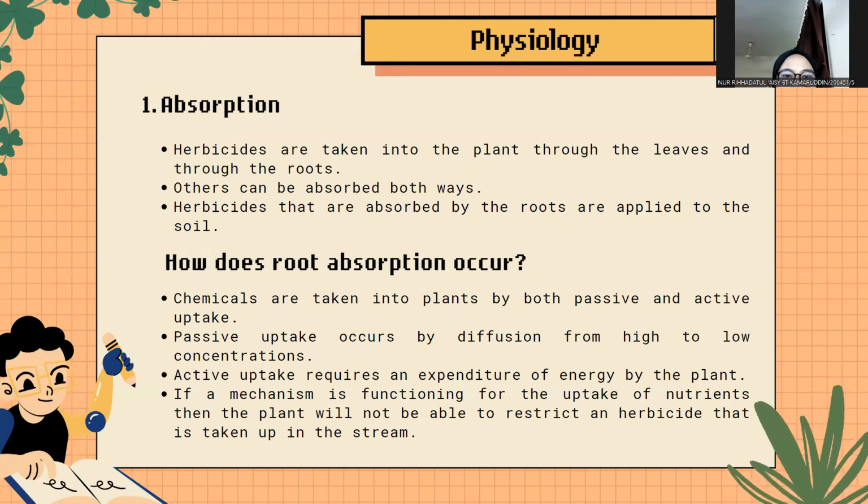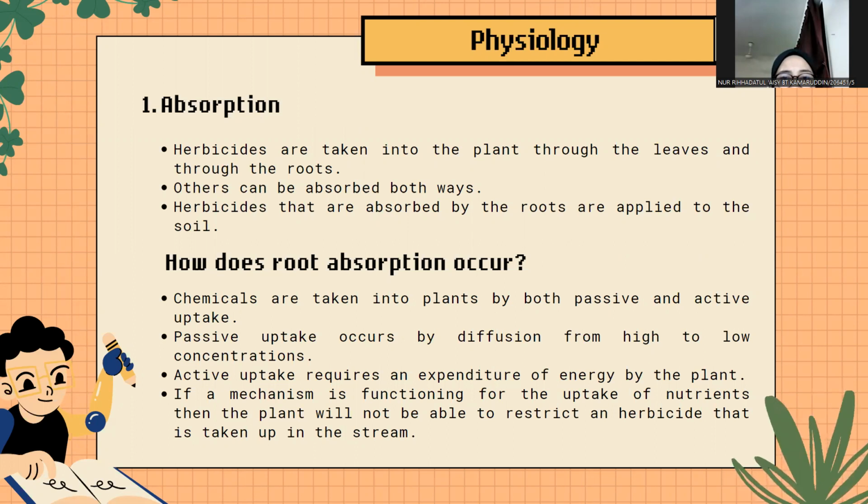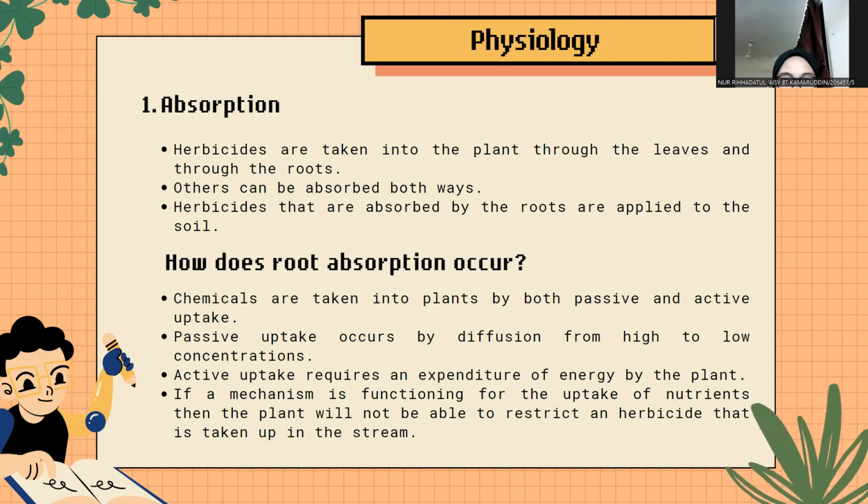Chemicals, including plant nutrients, are absorbed into the roots by both active and passive uptake. It is generally concluded that a herbicide enters the roots in the same way as plant nutrients. If a mechanism is functioning for the uptake of nutrients, then the plant will not be able to restrict a herbicide that is taken up in the nutrient stream.